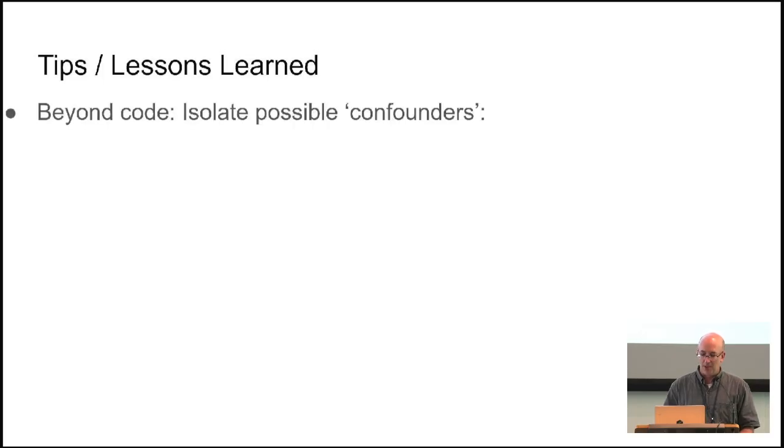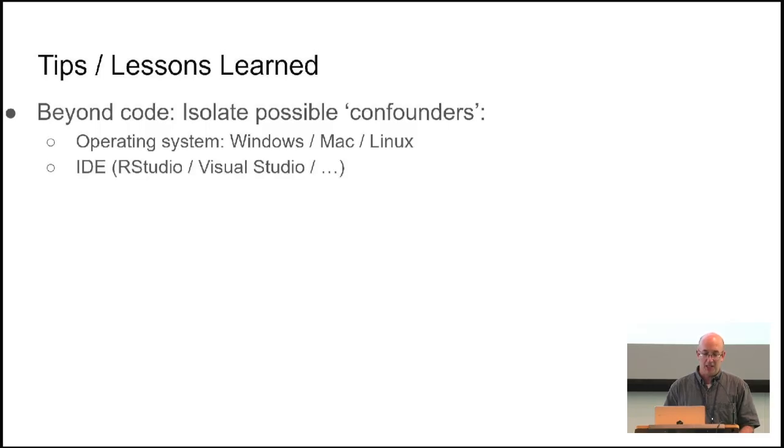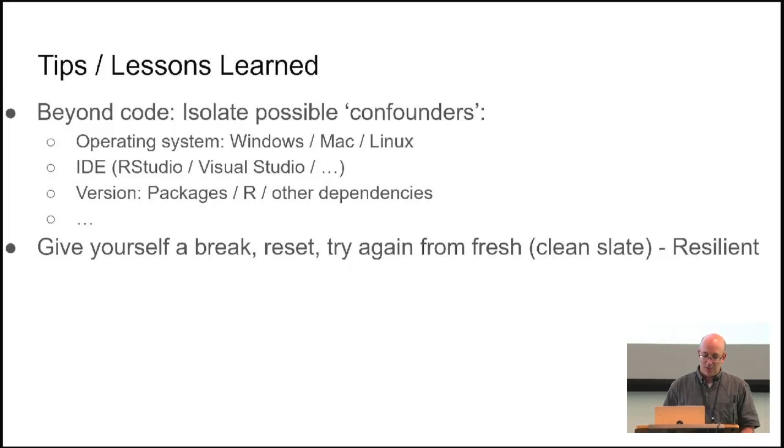Beyond code, isolate possible confounders. In statistics, confounders are the variables that you know or may not know that cause that part of the story. And these confounders could be the operating system, Windows, Mac, Linux, the IDE you're using, the version of the package, the R or other dependencies, and the three dots, which are what you still don't know. It's what you don't know that you don't know. Many times we fall into that trap.